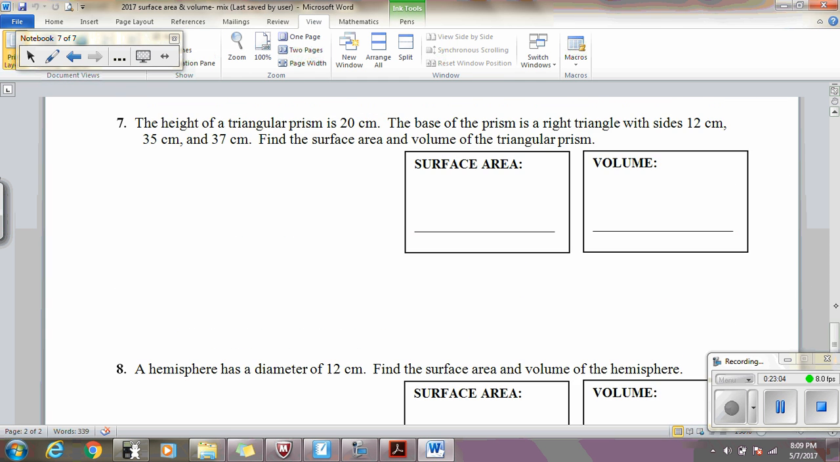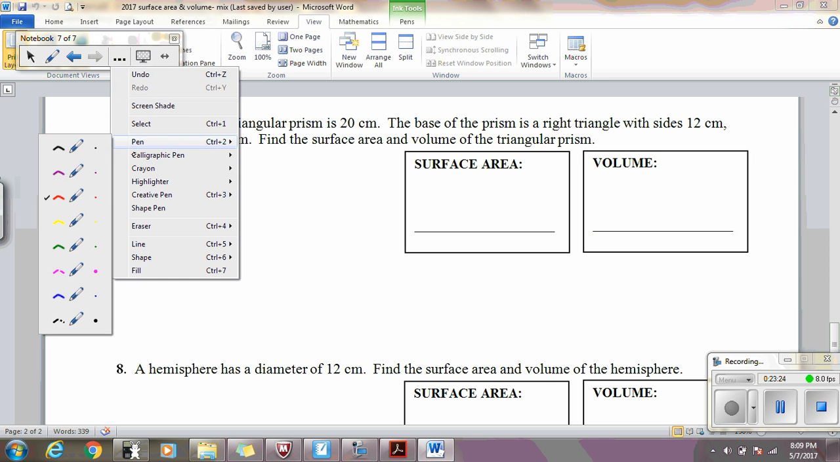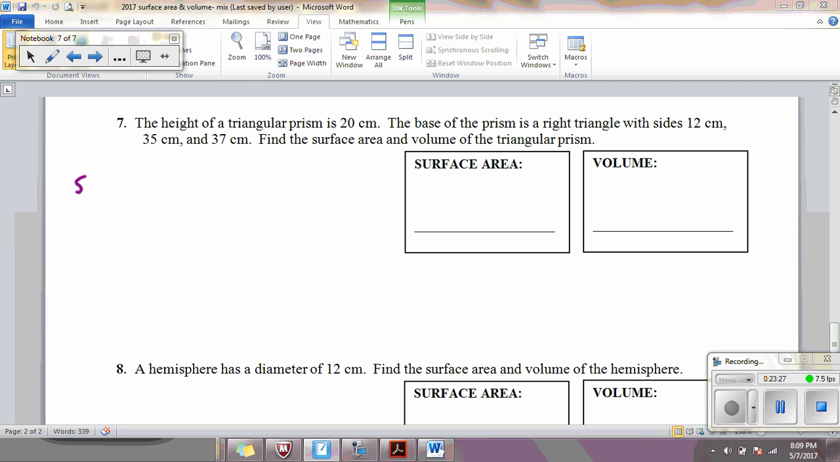Number 7 says the height of a triangular prism is 20 centimeters. The base of the prism is a right triangle with sides 12, 35, and 37. Find the surface area and volume of the triangular prism. So since it is a prism, the formula for surface area is still pH plus 2B. But since it is a triangle, the perimeter is found by taking all 3 sides and adding them together. So 12 plus 35 plus 37 will give me that perimeter.